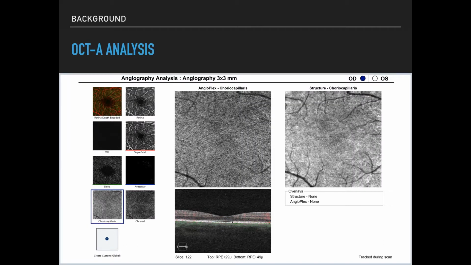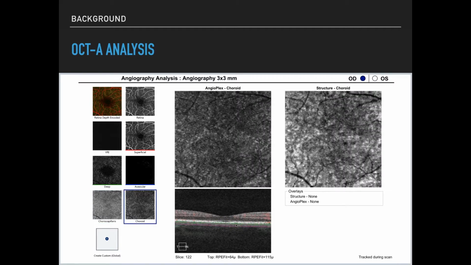Continuing on with other slab types, the purple boundary lines here are quite hard to visualize, but they are just below the RPE and offset by about 20 microns, and this is the choriocapillaris slab. Finally, if you place one boundary line just below the choriocapillaris and another even deeper, you can capture what we call the choroid slab.